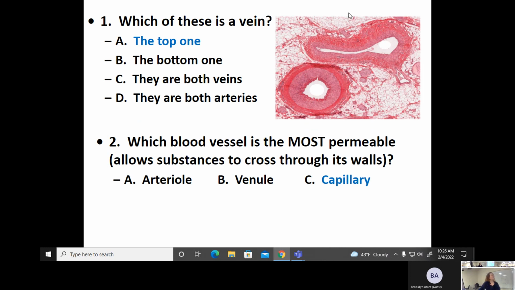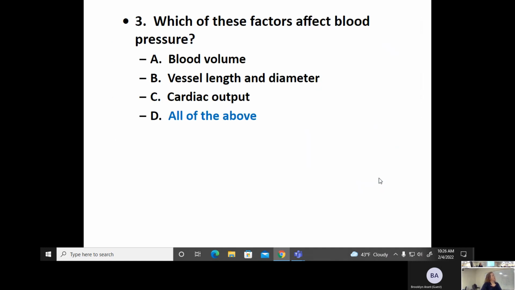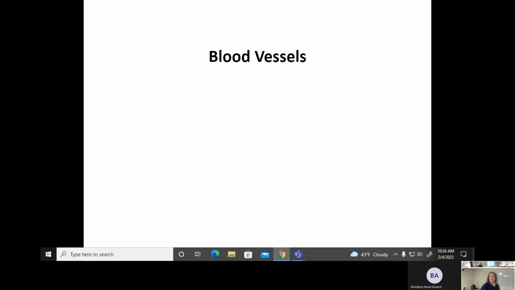Quiz today. The top one is the vein. Number 2, capillaries are the most permeable. And all of those things affect blood pressure. So keep doing your quizzes. We'll have those basically every day.